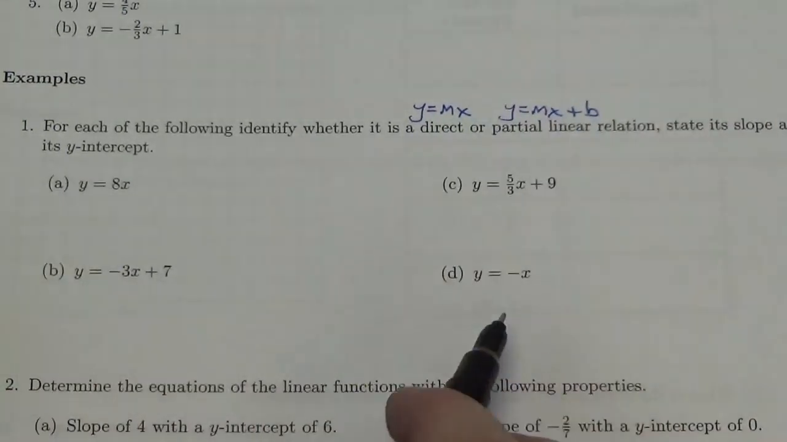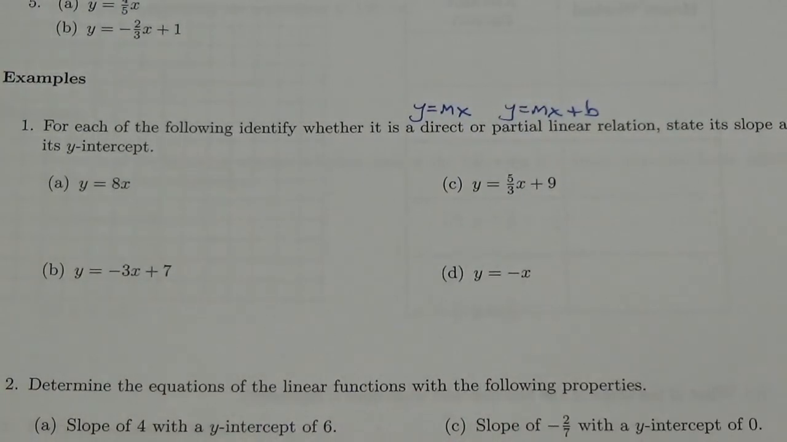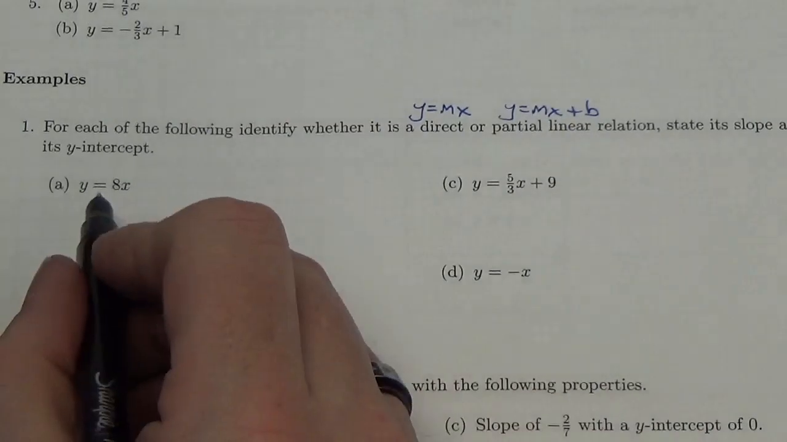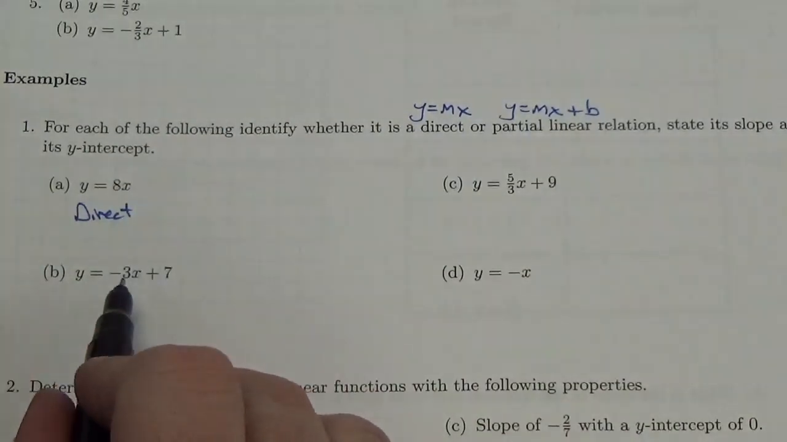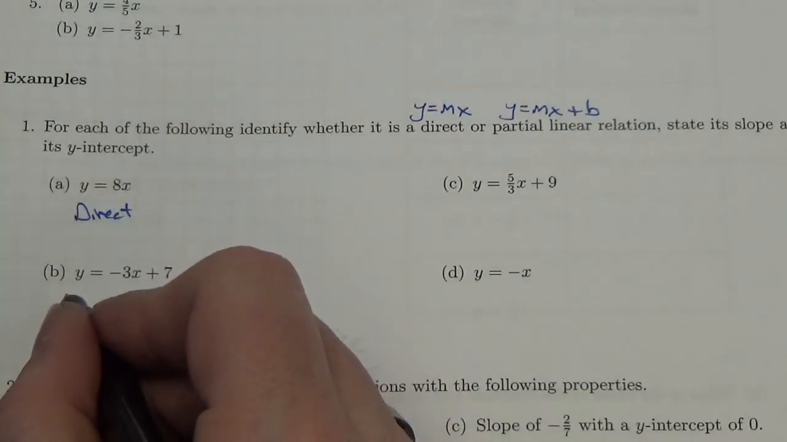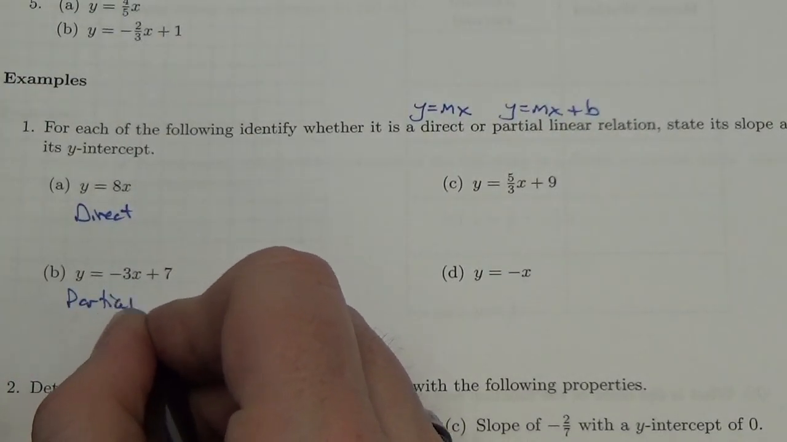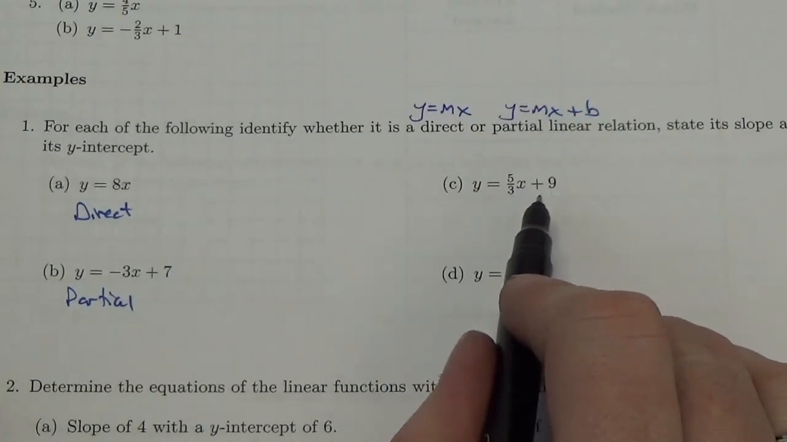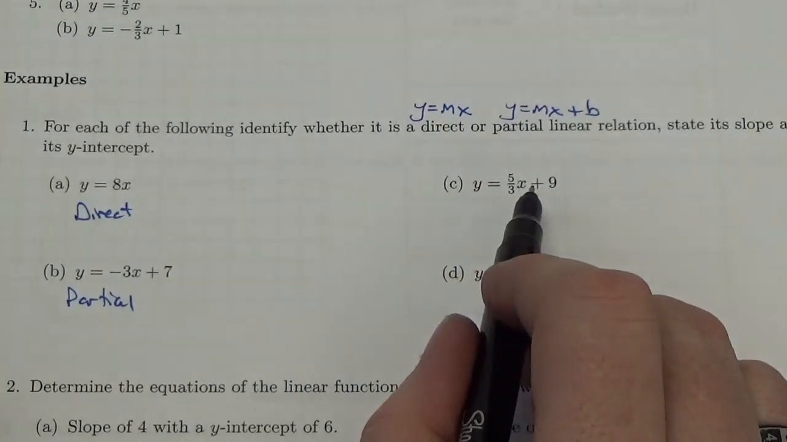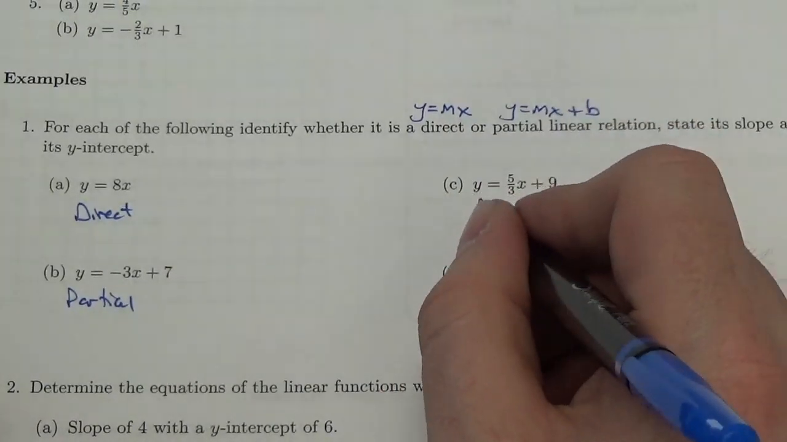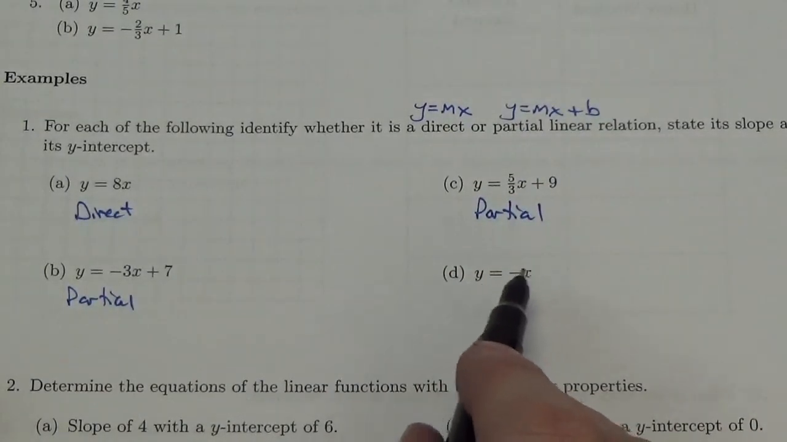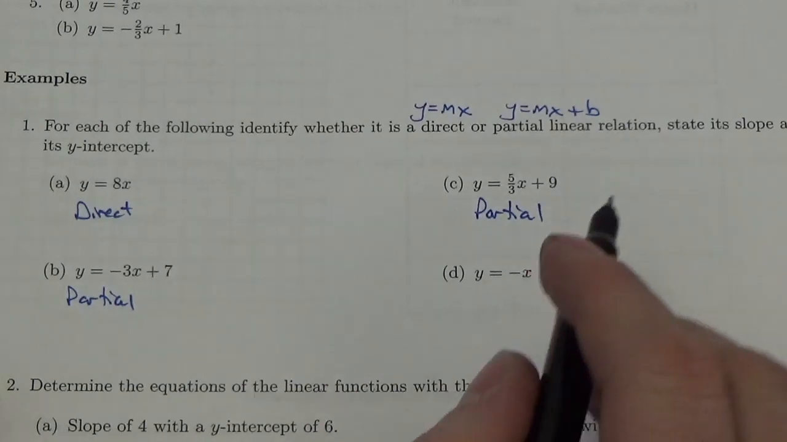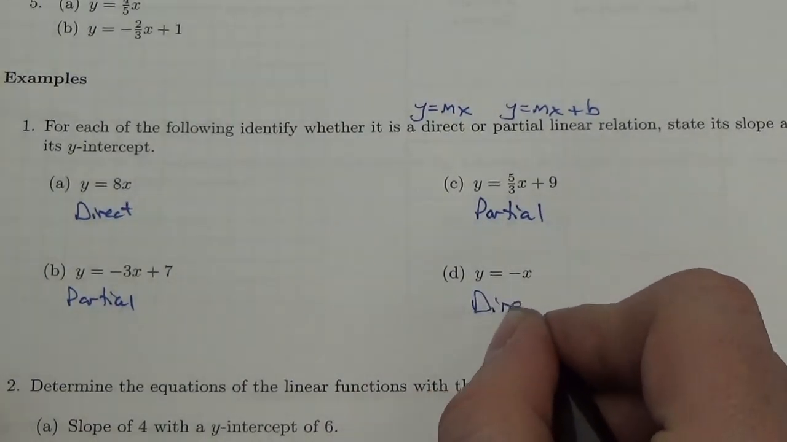Glancing through these really quickly, it's quite easy to tell whether they're partial or direct. This one here is direct. This one, because it's got 2 terms with an addition sign between, is partial. This one over here has got the 2 terms separated by that addition sign, and by the way, that could have been addition or subtraction. It doesn't matter. This is partial. And this one down here, because it's only a single term, a number multiplied by the x, is direct.